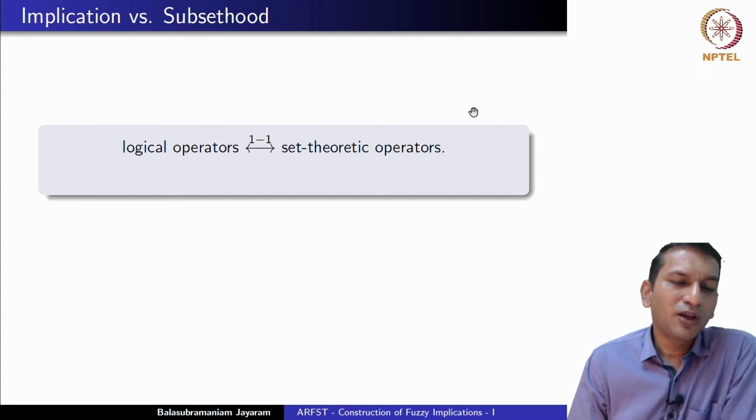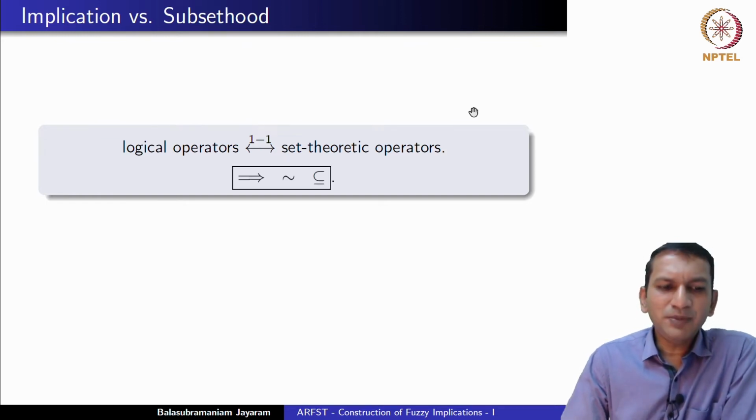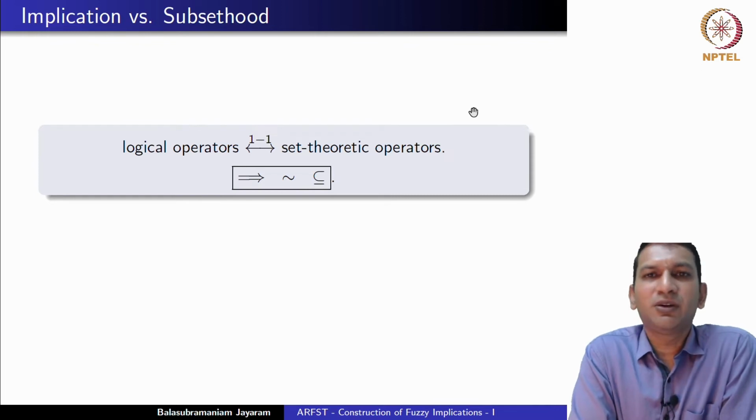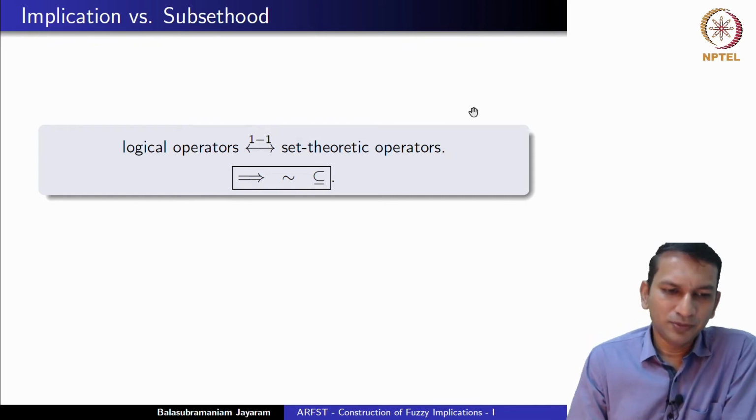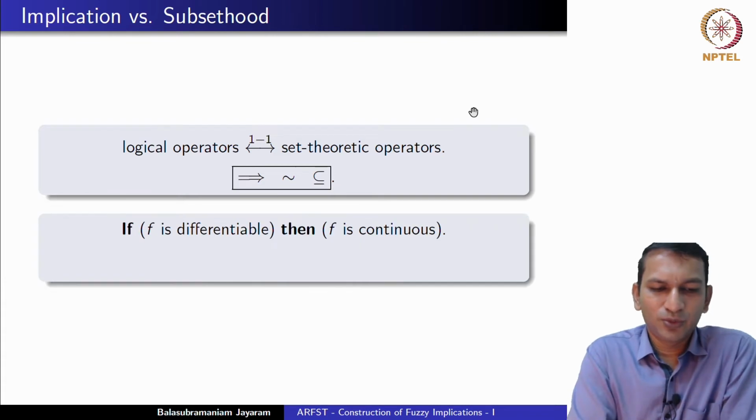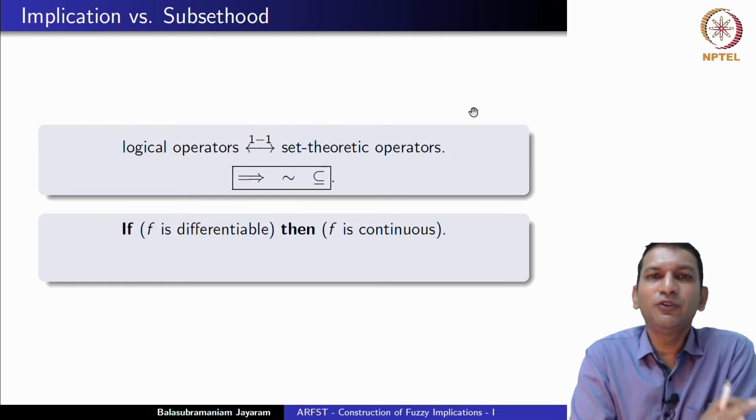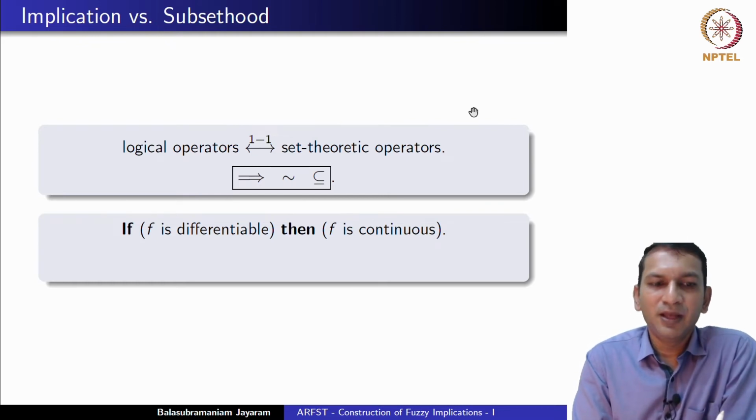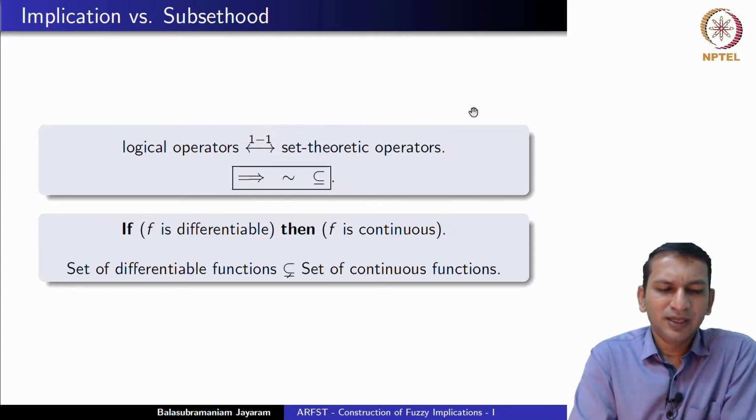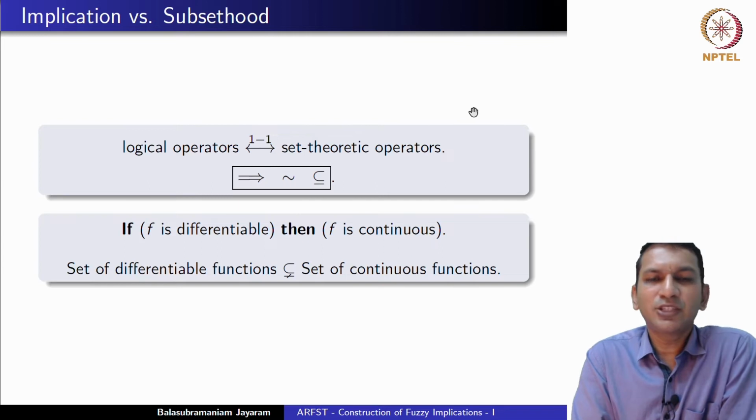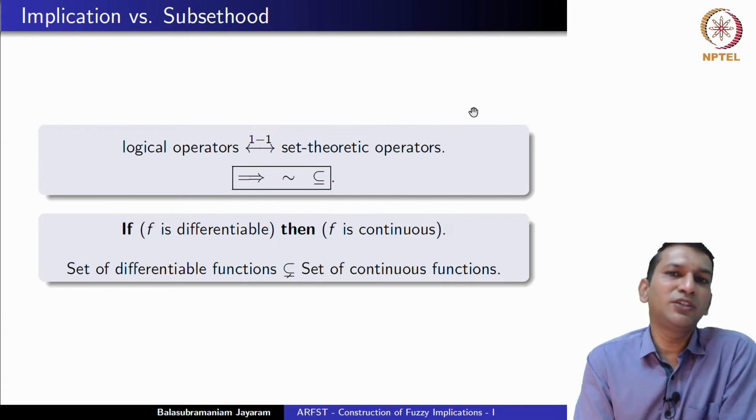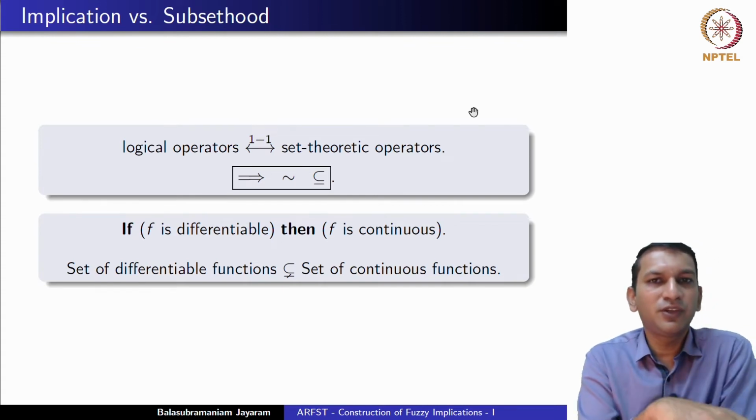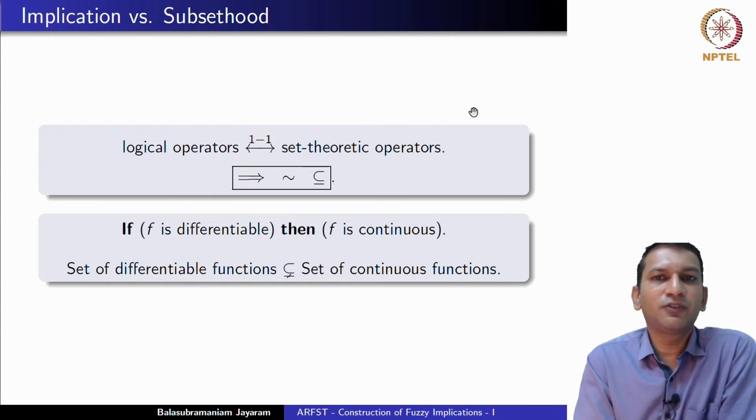If you ask about the implication, what could it be related to? Perhaps it could be related to the subsethood operation. How so? Now let's look at this. Once again, a very familiar conditional by now. If f is differentiable, then f is continuous. We know for sure that this conditional is valid. Now what it seems to say is this, that the set of differentiable functions is actually contained in the set of continuous functions. That's what we are claiming here. Because if you take an f, if it is differentiable, it is also continuous. So if you consider the set of all differentiable functions, then it is contained in the set of all continuous functions.